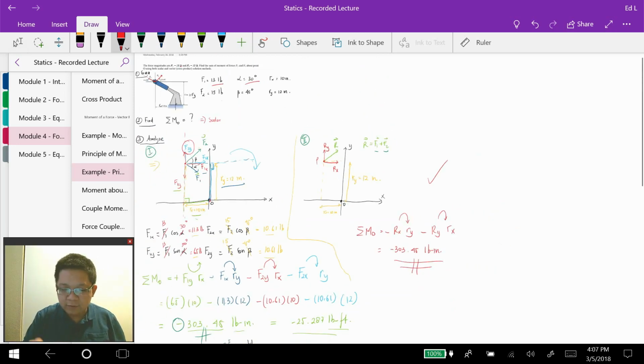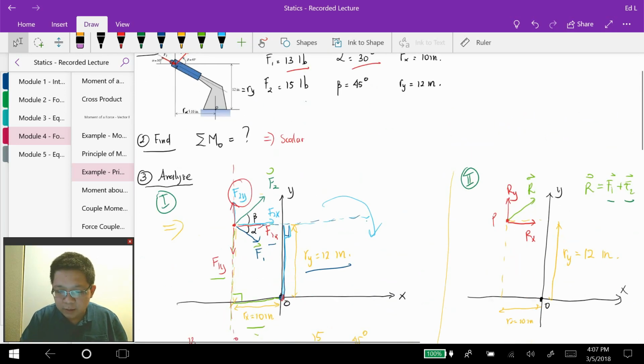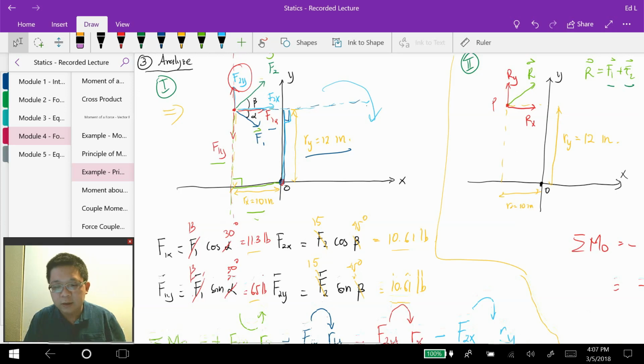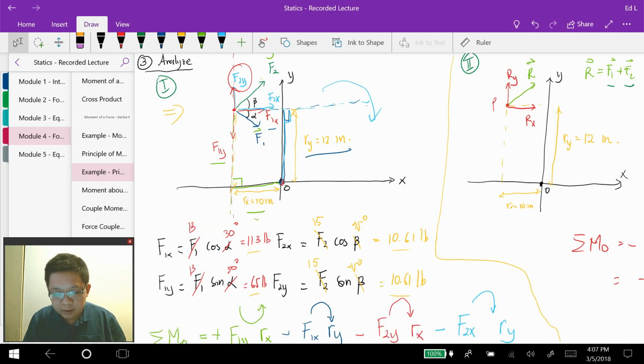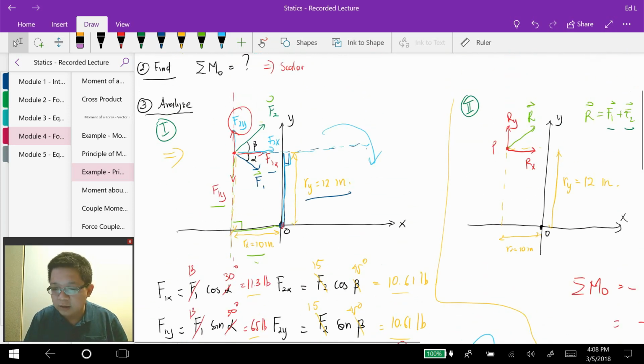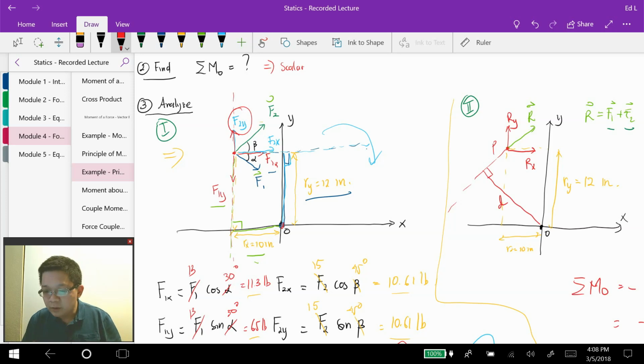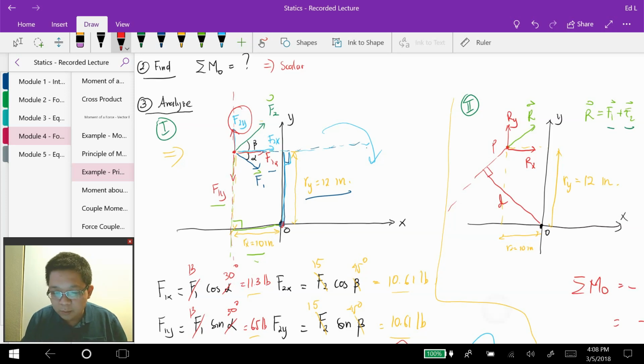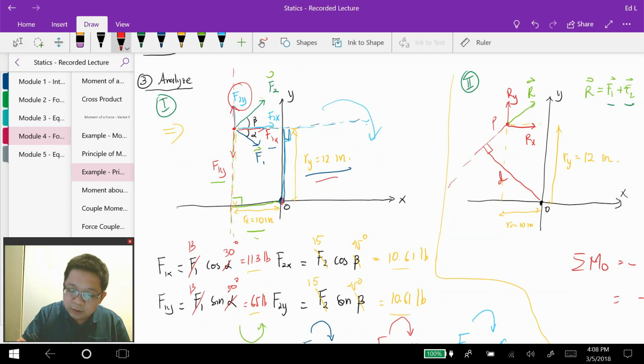I think that's it for this lecture, and I would like to review a little bit. So we first start by decomposing the forces into their Cartesian components. Basically we calculate the Cartesian components because it is easier for me to calculate those components rather than calculating the perpendicular distance as I drew in here. In addition to that, the perpendicular distance of those components has been given in the problem, so it makes solving the problem much easier.